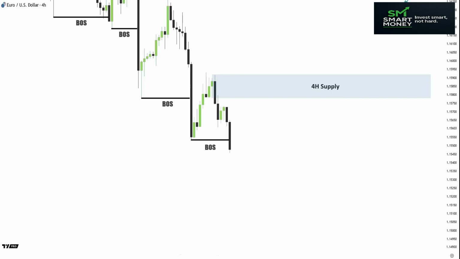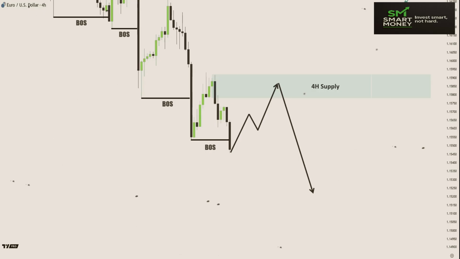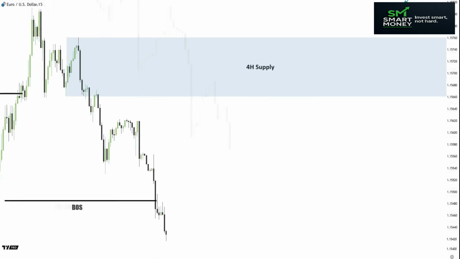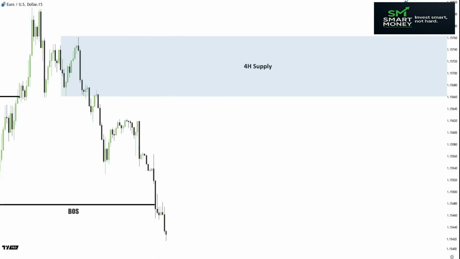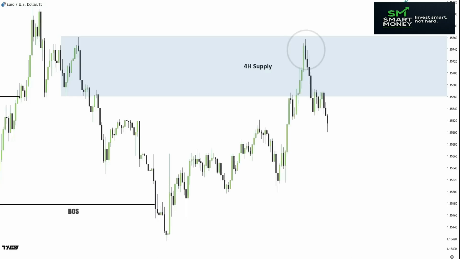And this is exactly where we want to keep our eyes because it's an ideal area to look for short opportunities if price pulls back into it. The next step is simply to switch into our main time frame, which in this case is the 15-minute chart, to get a clearer view of the price action and wait for the price to tap into this 4-hour unmitigated supply. Now let's unfold the chart and see what happens next.